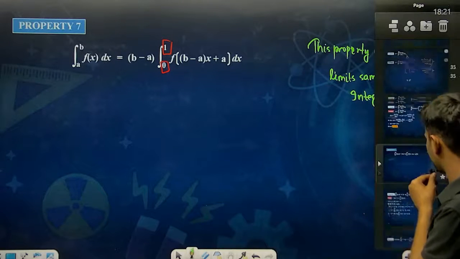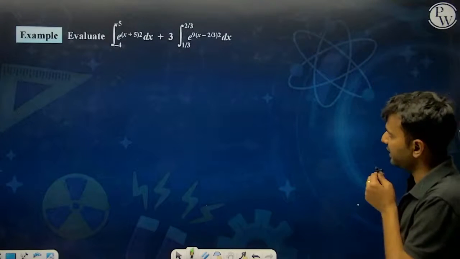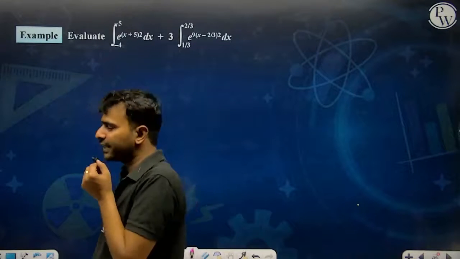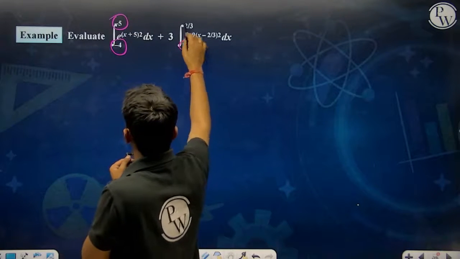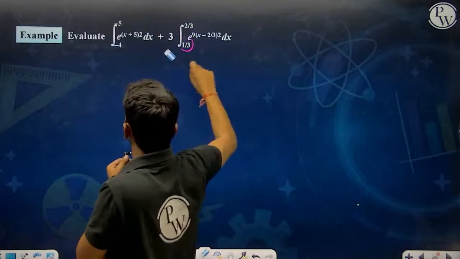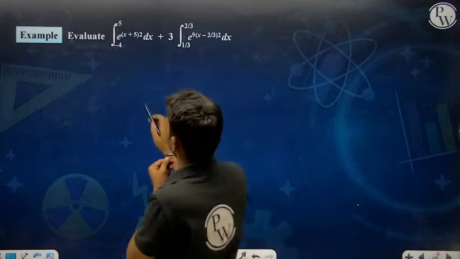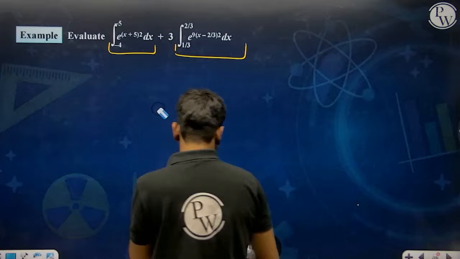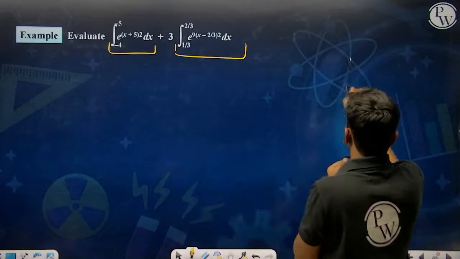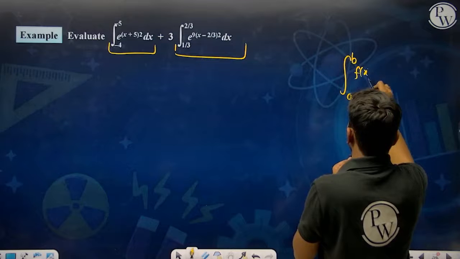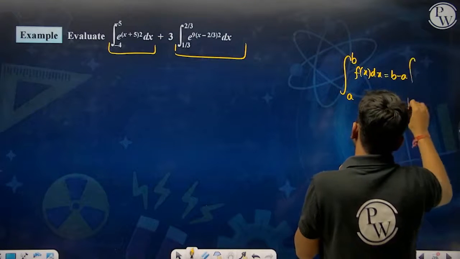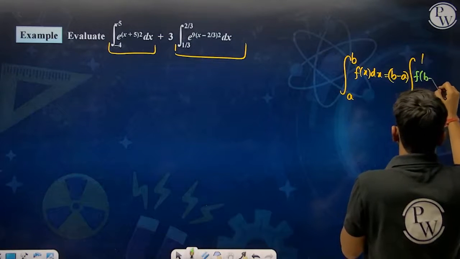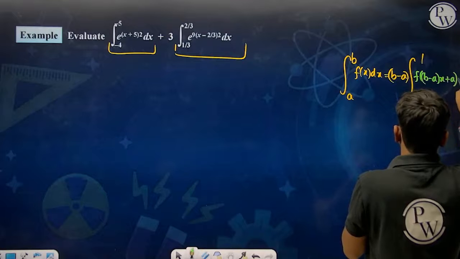So let me talk about an example of this. Let's say you want to solve this question. Now over here, two integral terms are involved, but understand the lower limits are -4, -5, 1 by 3 and 2 by 3. So different things. So what we can do, we can apply this property number 7 over here as well as over here. So what does that property say? It says that integral a to b of f of x dx can be written as b minus a times integral 0 to 1 of f of (b minus a)x plus a dx.